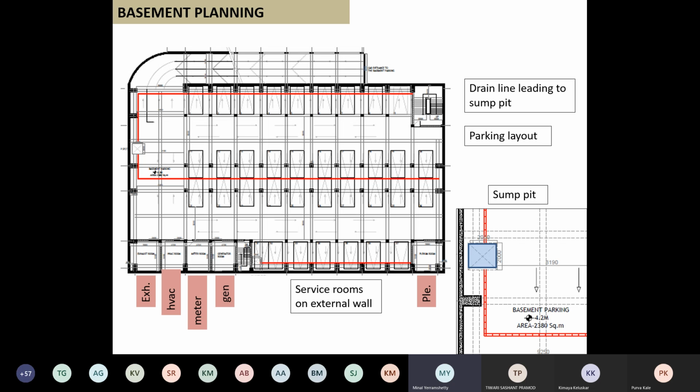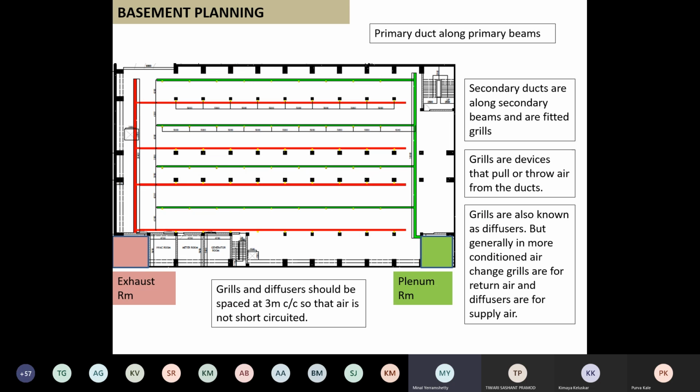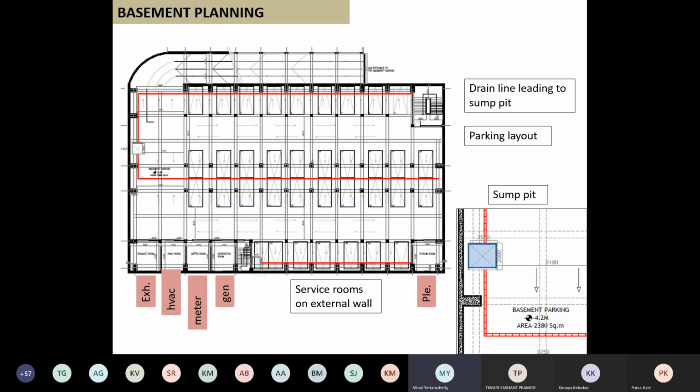Coming back to the basement, so your parking layout, my staircases are there. Now, do you see those four dots? Keep on pressing. So you will see that there are these rooms on the extreme lower side. Just take a look at those. These are some of the rooms. I'm not saying they are all. There are some of the rooms. So exhaust rooms, HVAC rooms, that is your AC plant room.